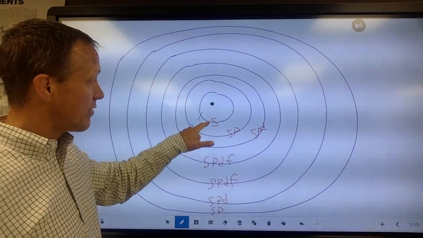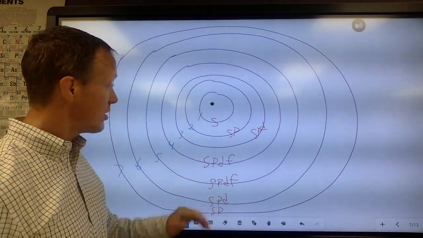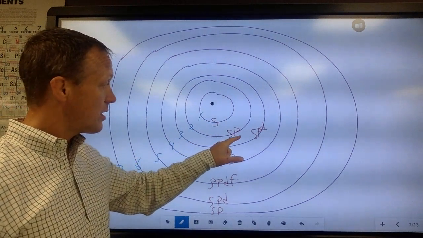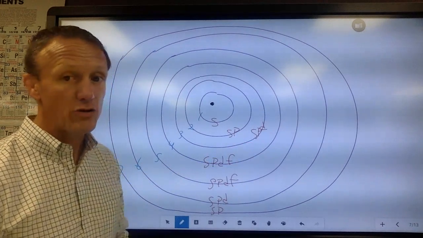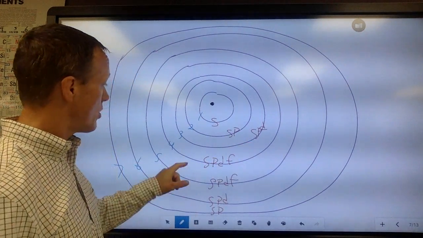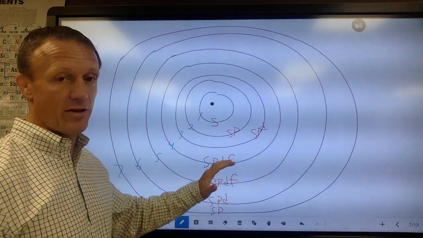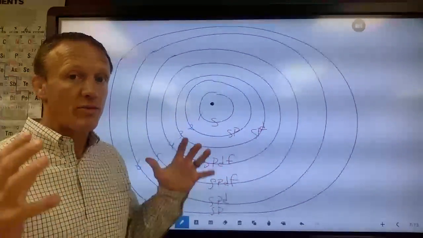Inside of energy levels, there are sublevels. The first energy level only has an S sublevel. The second energy level has an S and P. The third energy level has an S, P, and D sublevel. The fourth energy level has an S, P, D, and F. And then we can go from there. But energy levels get bigger.